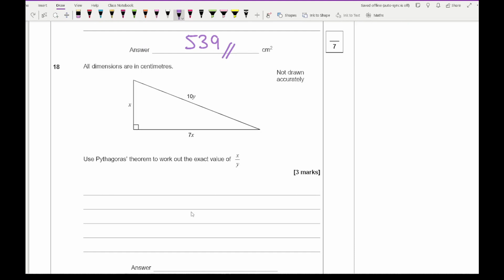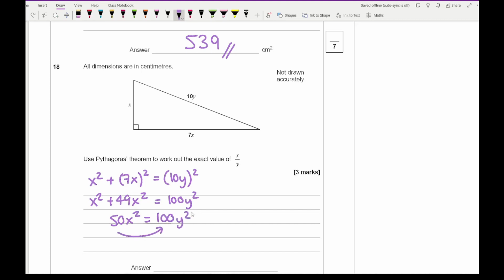So using Pythagoras, I know that x squared plus 7x squared equals 10y all squared. Now expanding the brackets out, I get x squared plus 49x squared equals 100y squared. This then equals 50x squared equals 100y squared. Then if I take the 50 over to the other side, I end up with x squared equals, and 100 divided by 50 is 2. So I get 2, and it's going to be y squared.